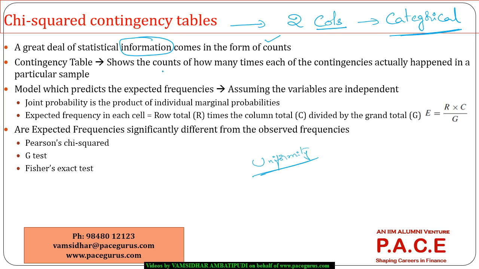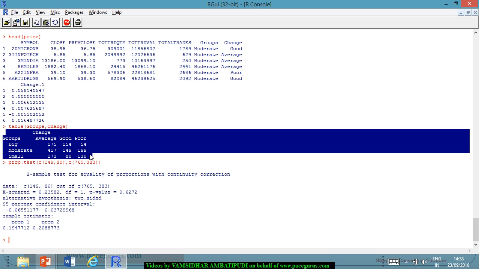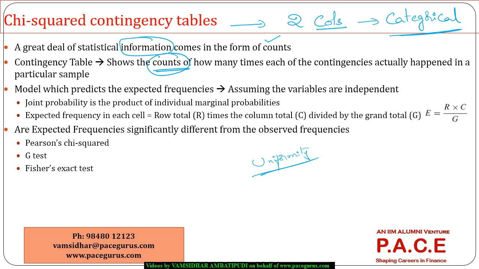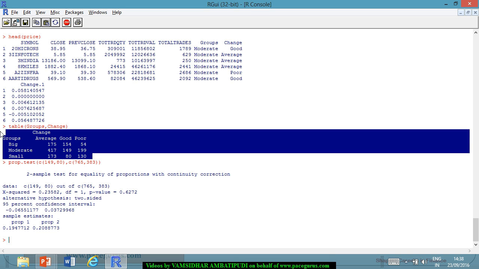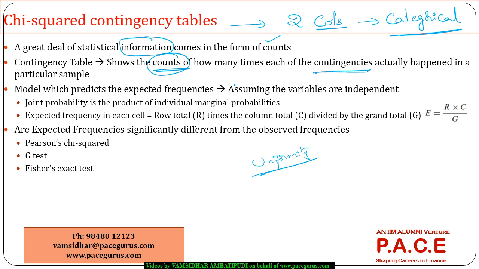So if you see the definition of the contingency table, just like this table which we computed some time back, this is what we call a contingency table. It shows the counts of how many times each of the contingencies actually happened in a particular sample. In the context of statistics, a contingency is nothing but all the possible set of values.